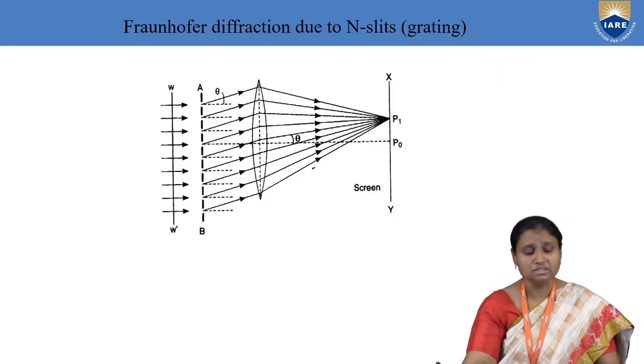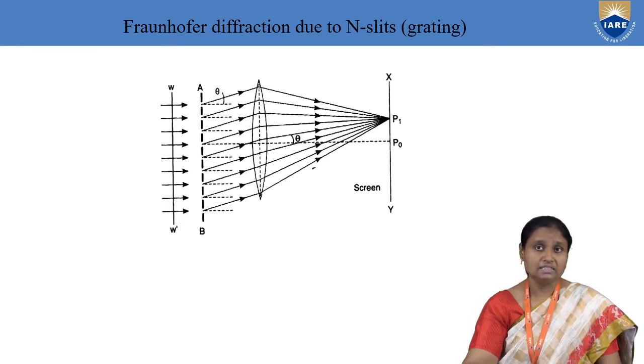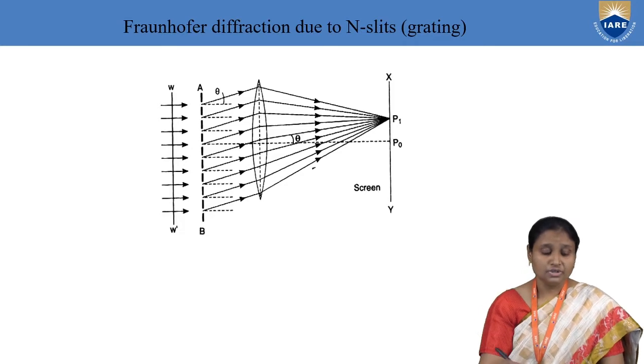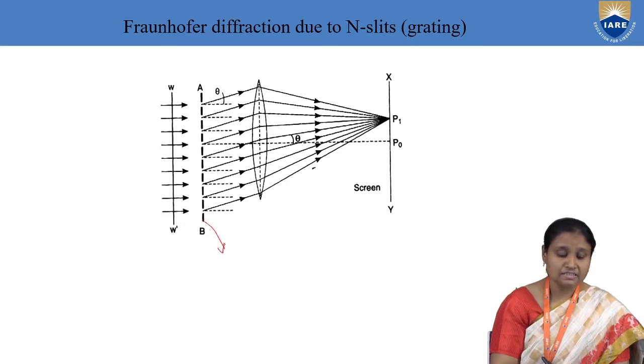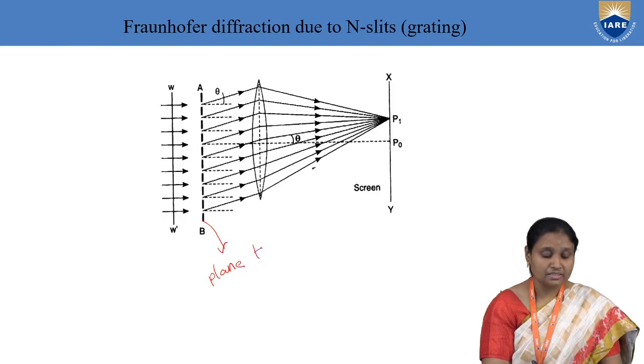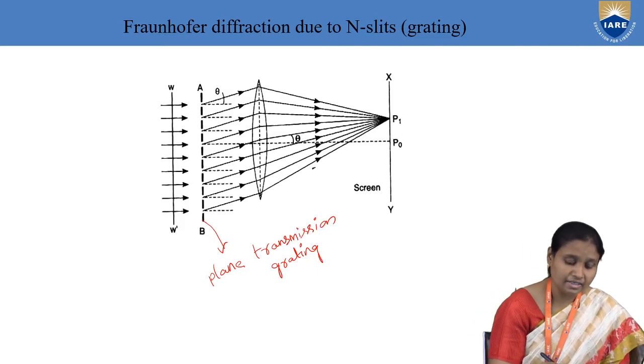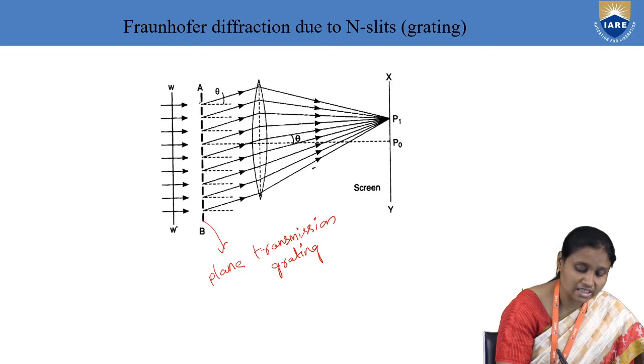Now I'm going to discuss Fraunhofer diffraction due to N slits, that is nothing but a grating. So here, as you can see, this is our plane transmission grating. What is a plane transmission grating? Where we have taken a plane mirror, and on the plane mirror we have drawn rulings so that we can get slits. Okay, and here, as I told you, vice versa. So what is E?